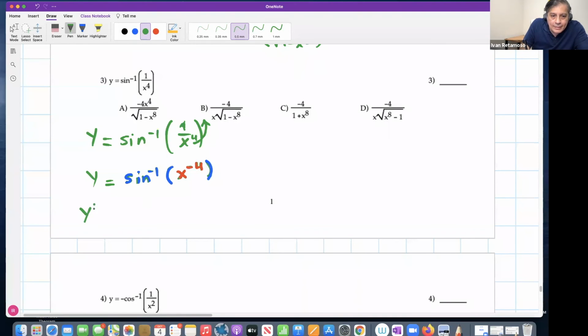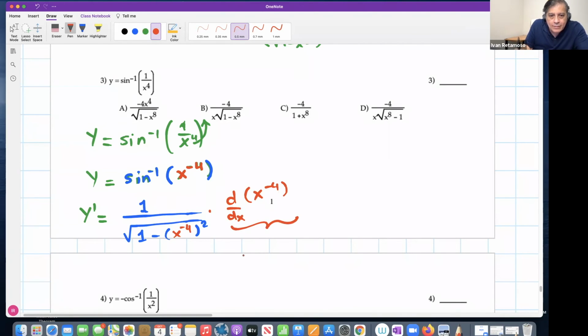Next, take the derivative using the chain rule. Chain rule says start with the derivative of the outside function. The derivative of this outside function sine inverse is this, 1 over the square root of 1 minus something squared. That something happens to be the inside function, right? This. Times the derivative of the inside function here with respect to x. And by the way, what is this derivative? Anybody could tell us while I write this out? This derivative of x raised to minus 4.